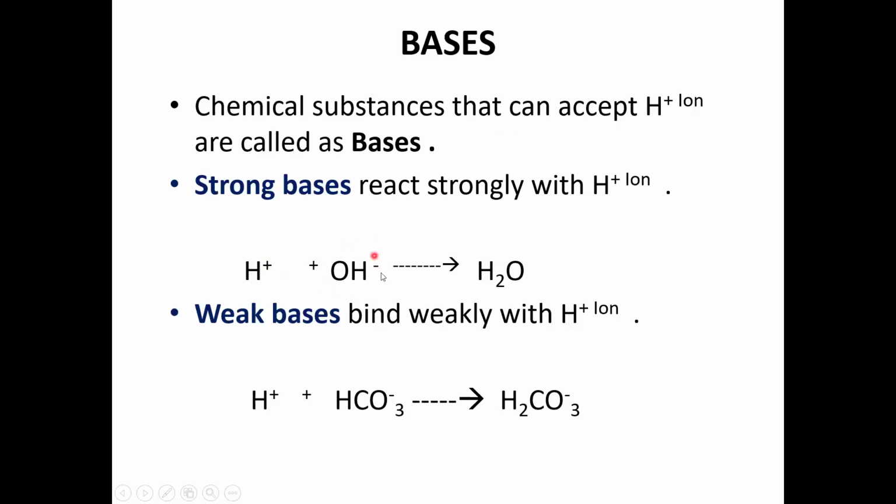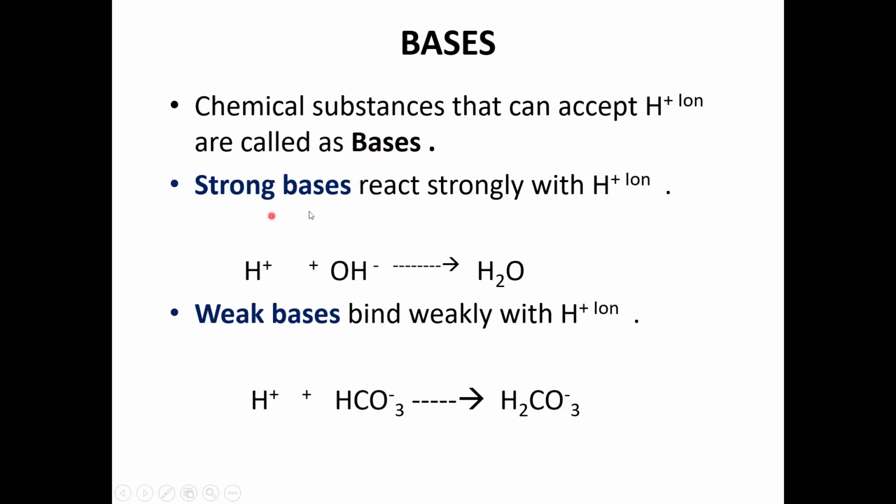So bases are those chemical substances which possess OH in their structure and which when dissolved in water, they are going to dissociate to release OH ions. Once they release OH ions, they have the tendency to attract these hydrogen ions because they are negatively charged ions, they have tendency to attract positive ions. So we can say that bases are those chemical substances that can accept hydrogen ions.